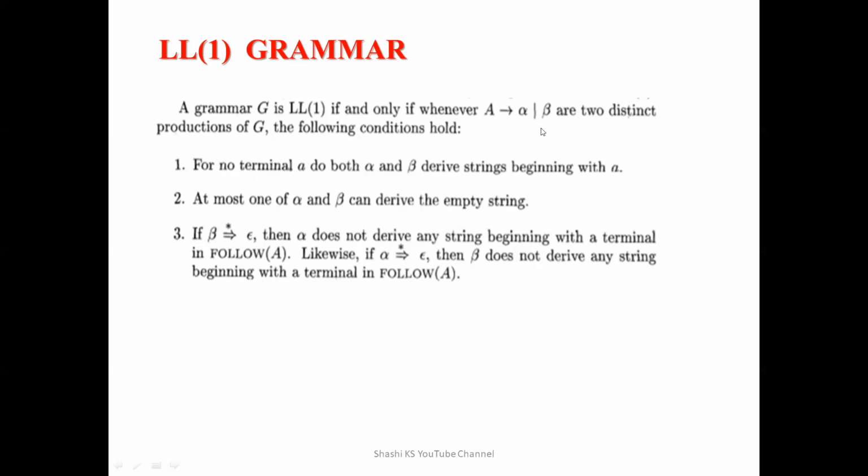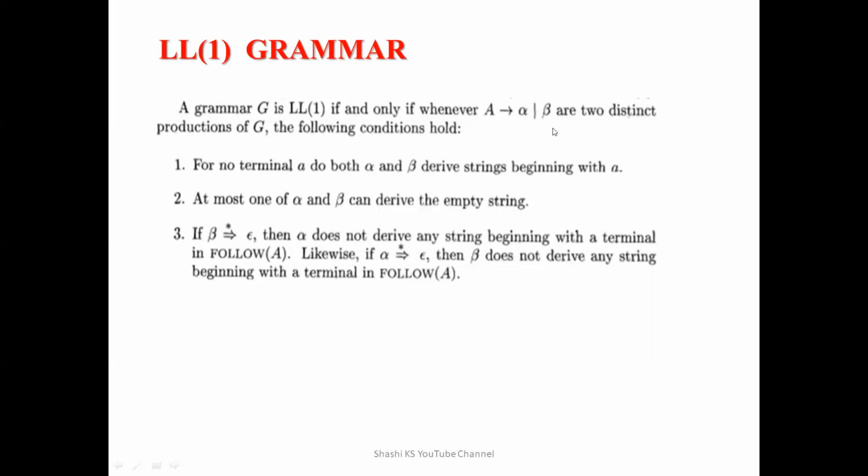There should be nothing common or intersecting between the first of the RHS of A derives alpha and the first of A derives beta production. Because when you are creating the LL1 parsing table, if you have a first set intersecting between A derives alpha and A derives beta, then both productions will be placed in the same cell in the LL1 parsing table. And that kind of grammar cannot be parsed by an LL1 parser.